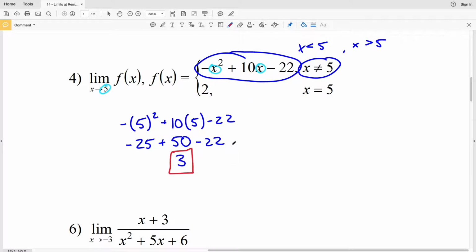If you want to double check, feel free to graph each of the pieces of this function, and you will see you have a removable discontinuity at x equals 5. If you look at when x equals 5, our y value is 2, however the limit, following the rest of the function, is 3.